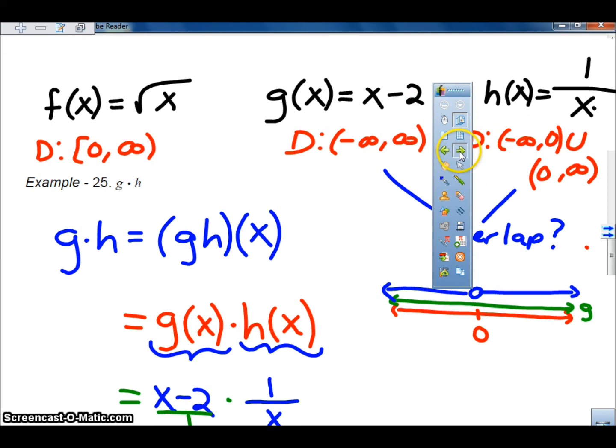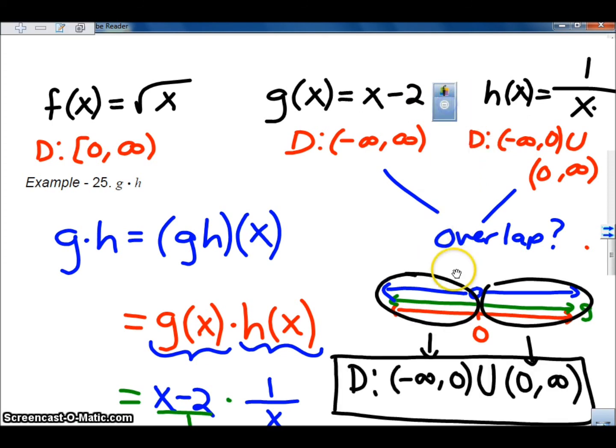Where do these overlap each other? They overlap each other almost everywhere except at the number 0. So they overlap everywhere to the left of 0. That's this interval right here, negative infinity to 0. And they overlap everywhere to the right of 0, which is this interval here, 0 to infinity. And we union those together. And so again, it coincidentally turns out to be the same domain as h of x to begin with.